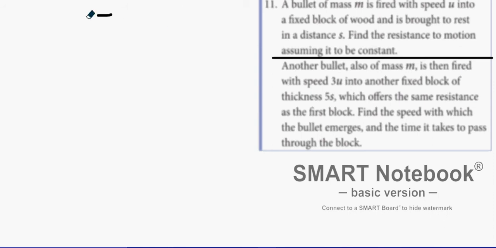Now we're going to start off by drawing the block like so, and we're going to represent the bullet with this little ellipse here. The ellipse hits the edge of the block, and what we're assuming is it's at speed u when that happens. So that's u here. It's brought to rest, so it enters the block and undergoes a massive deceleration, and its distance s within the block is where it comes to rest. The v value is going to be 0.